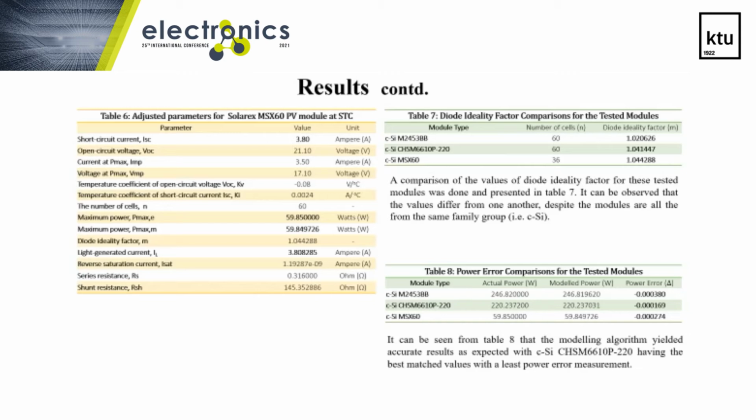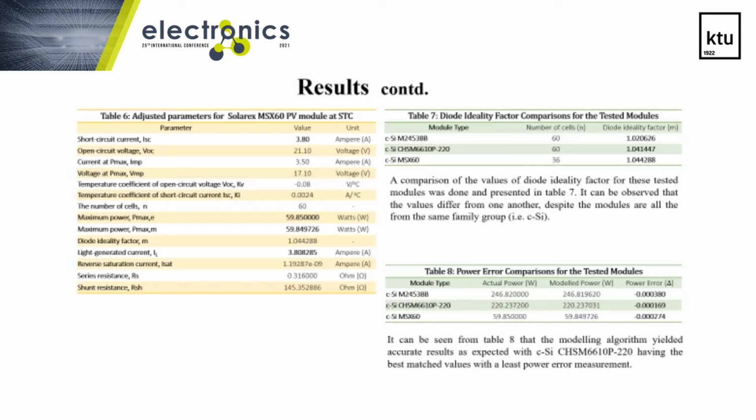So in this study, you can see that the IL and the ISC are not exactly the same, which disproved the previous assumption by researchers that the short circuit current and the light generated current at STC are exactly the same. However, in this study, we found out that they are entirely different.